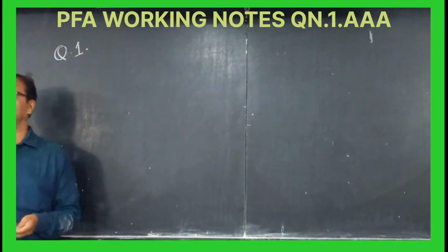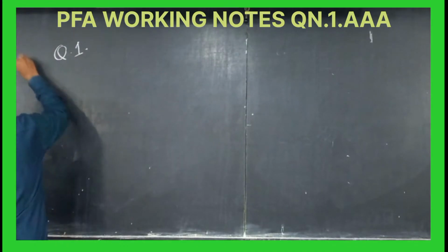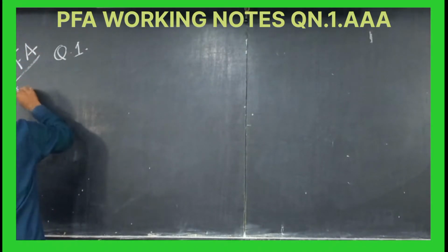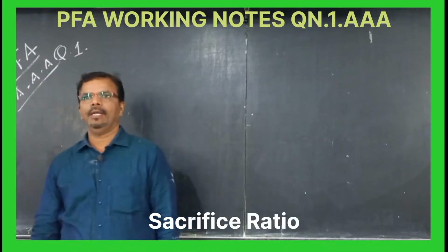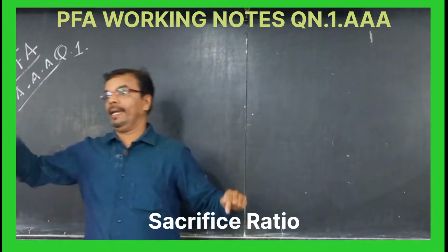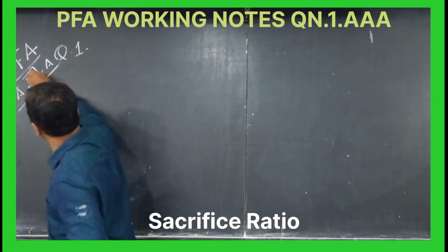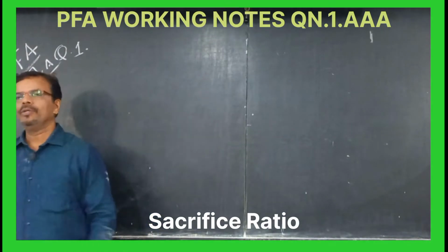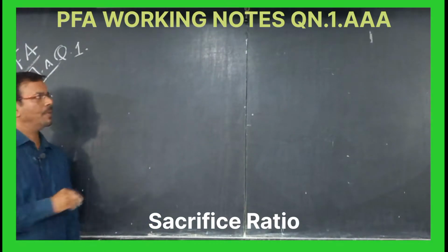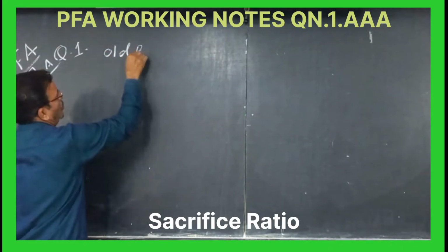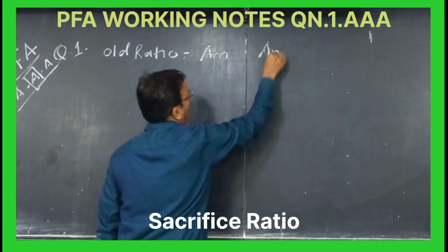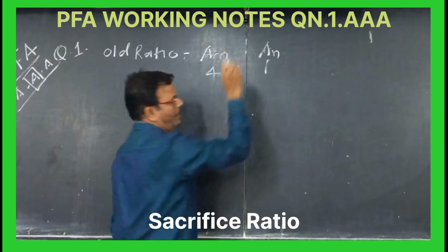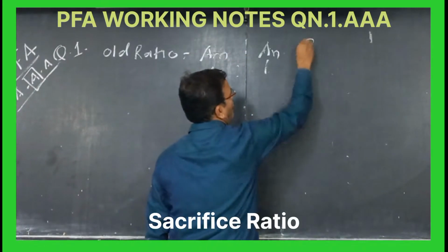Let's do the second working note in case of partnership final account. So we have question number 1, Amar, Akbar and Anthony. In this case we have two partners, Amar and Anthony, and in between, who is admitted? Akbar is admitted. Now in the adjustment, what is given? Old ratio, Amar and Anthony, how much is given? 4:1. And they have also given the new ratio.